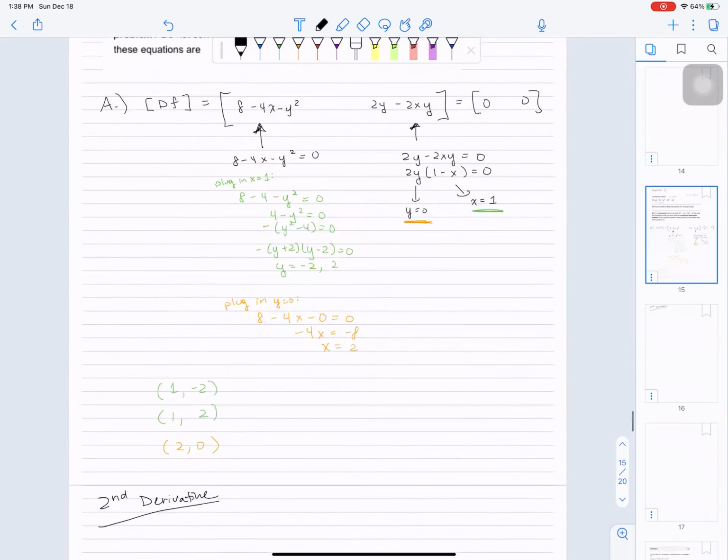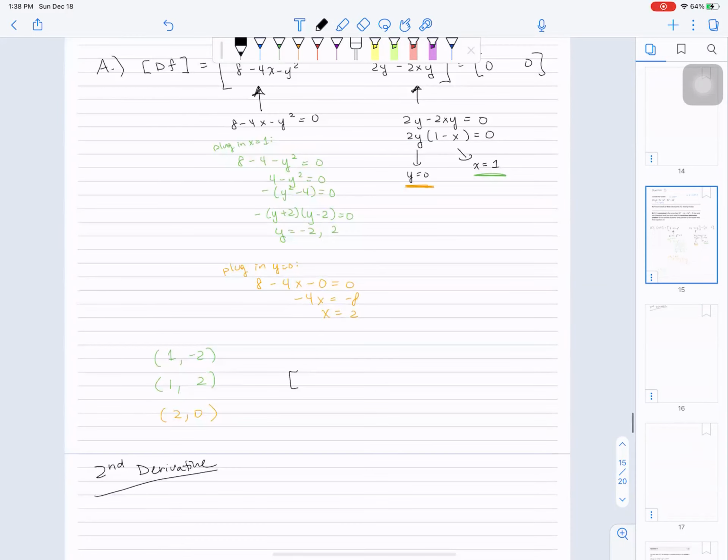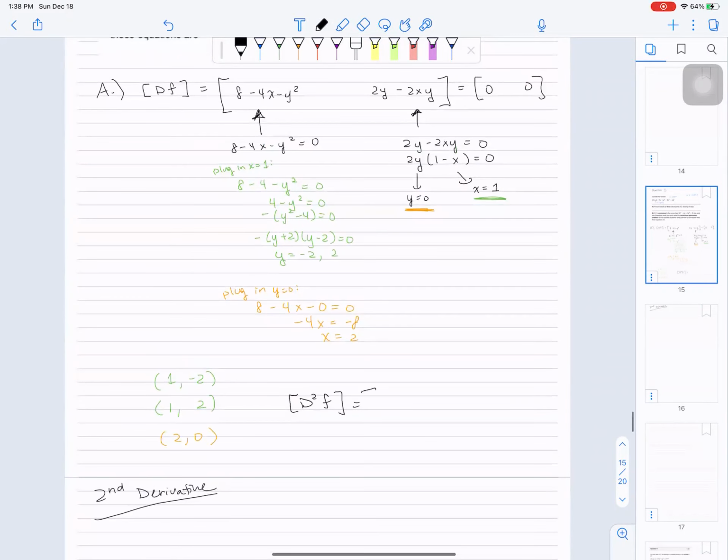So let's find the Hessian. The Hessian is the second derivative matrix. What is that defined as? It's defined as partial of x twice. Here we have partial with respect to x, then y. Here is, oh, wait, this should be x. Here we have y, then x. And then here we have y twice.